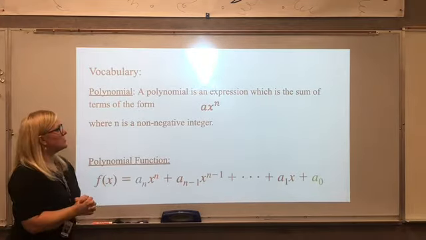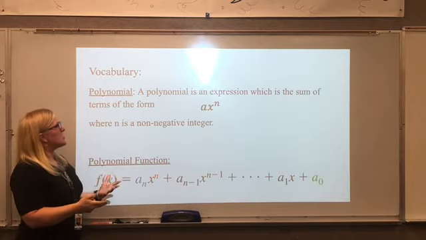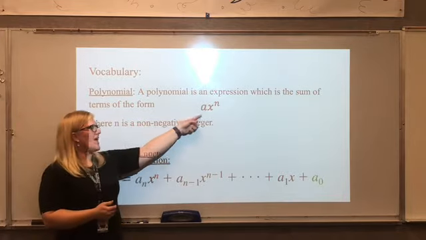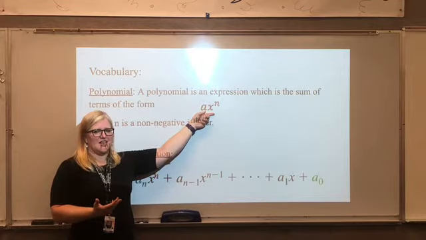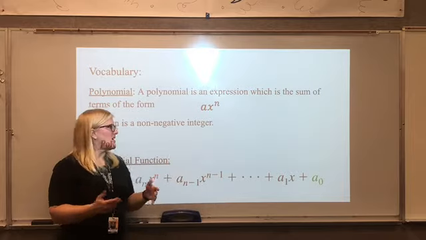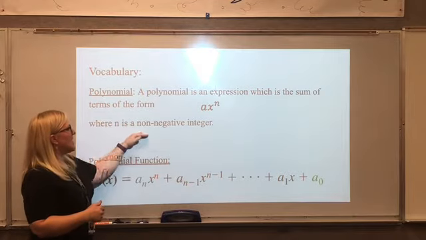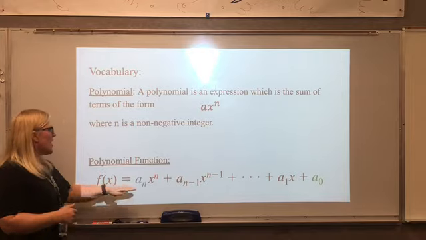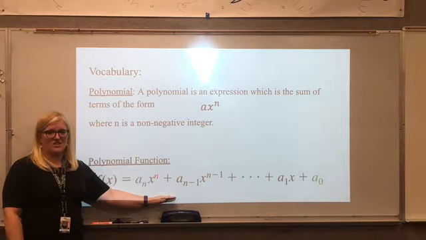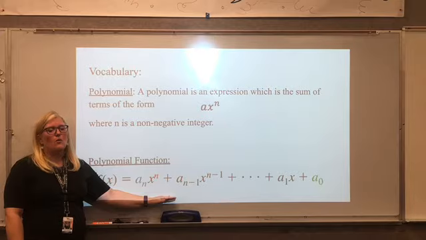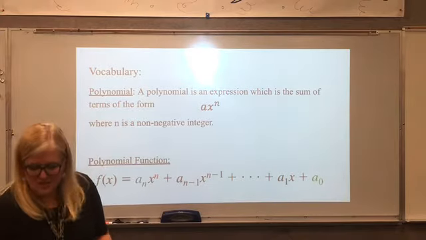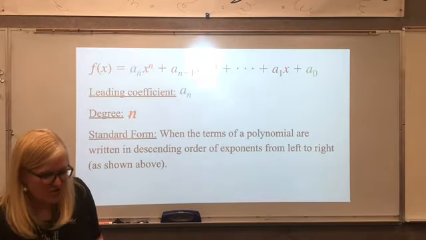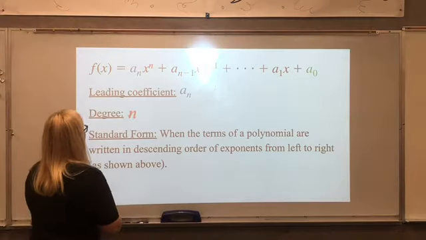A polynomial is an expression which is the sum of the terms of the form a times x to the n power. What? I know. It's like, what the heck are you talking about? Oh, I forgot, where n is a non-negative integer. So a polynomial function looks like that, and it looks like a bunch of gibberish, doesn't it? Well, this is the actual definition of a polynomial. It's so much easier to show you with examples. So let's just look at a couple of other vocabulary words, and I'll show you an example.